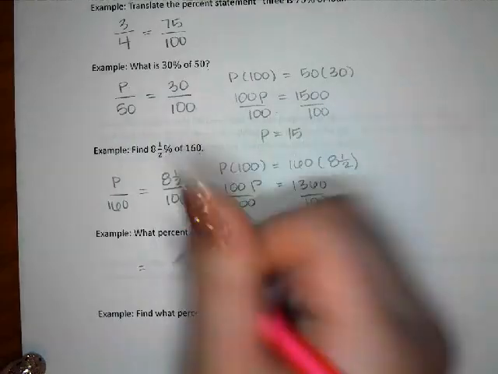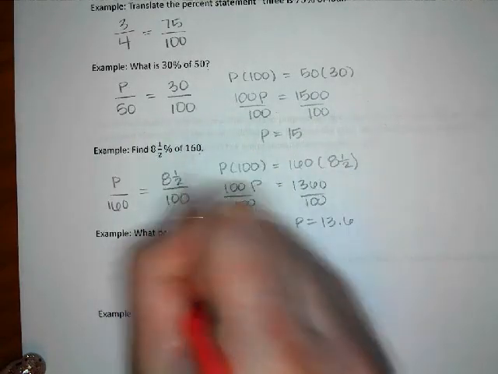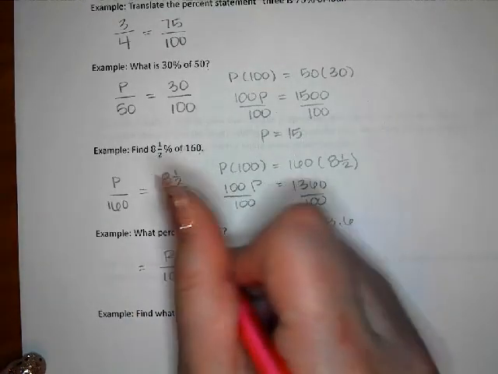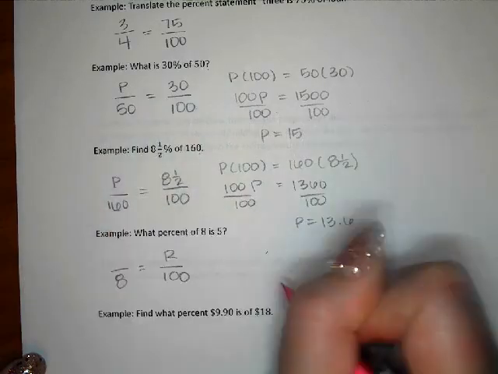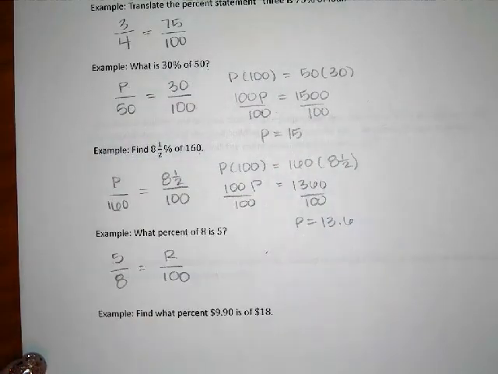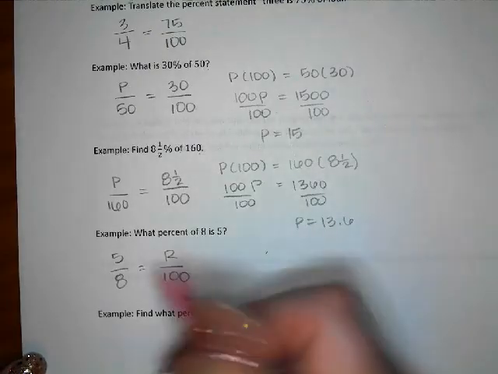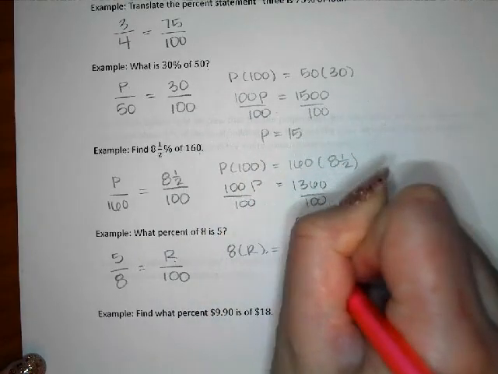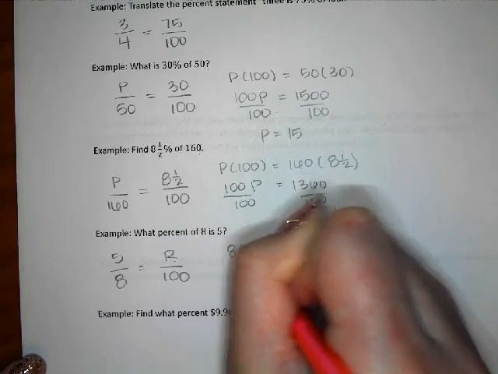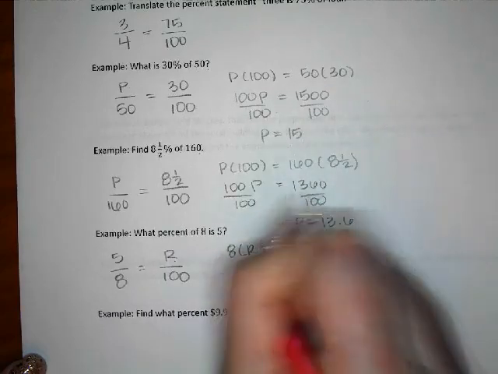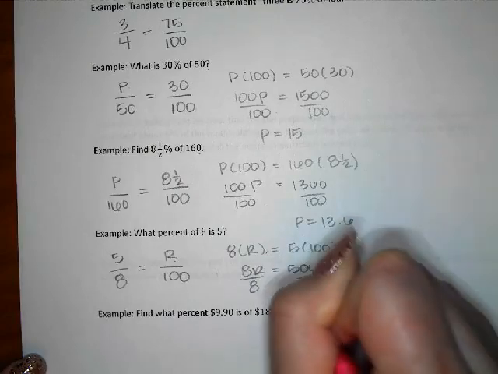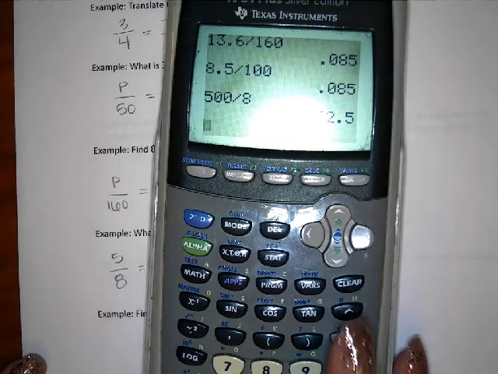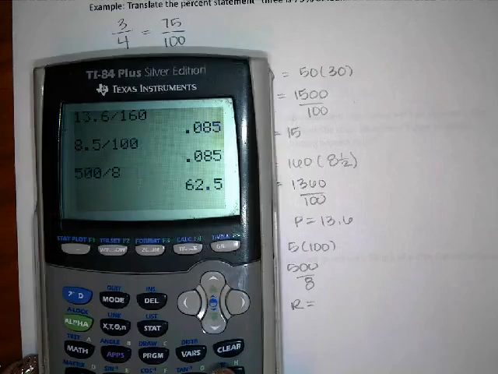Okay. What percent of 8 is 5? So the percentage is what we're trying to find, the percentage rate out of 100. What percent of 8, so the of goes down here, is 5? The is goes up here. So 8 times r equals 5 times 100. And then I'll divide by 8. So the percentage is 62.5%.